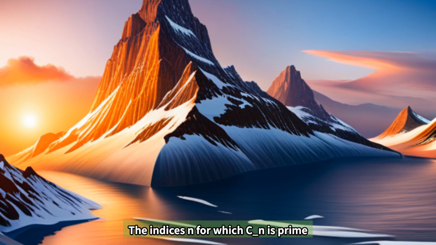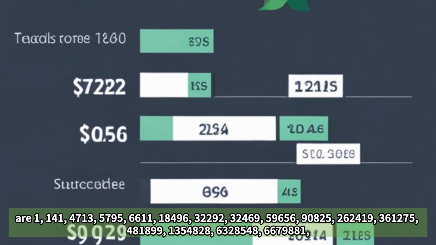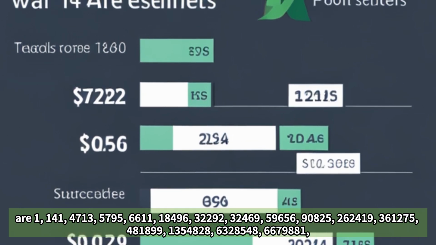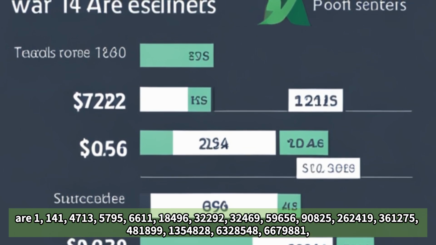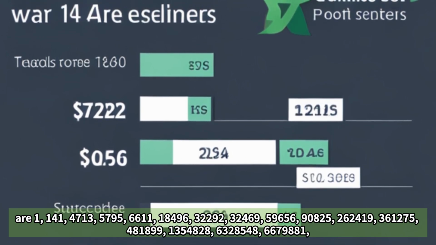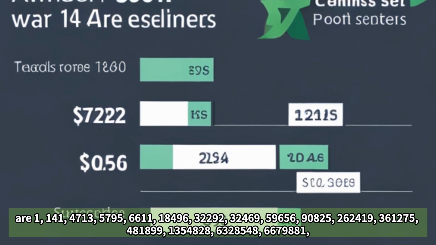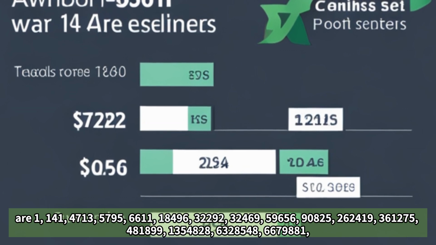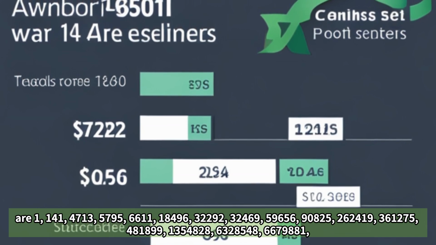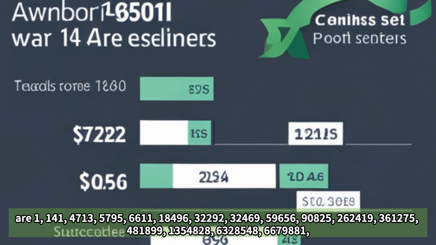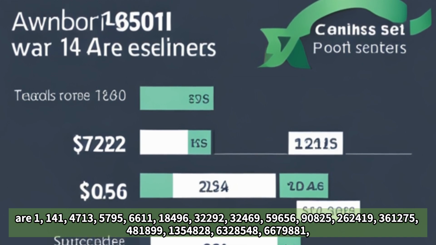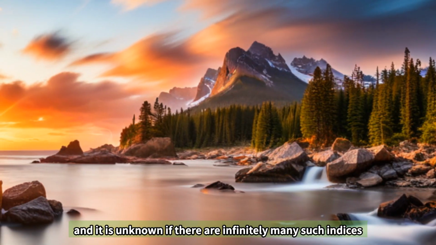The indices n for which Cn is prime are 1, 141, 4713, 5795, 6611, 18496, 32,292, 32,469, 59,656, 90,825, 262,419, 361,275, 481,899, 1,354,828, 6,328,548, 6,679,881. And it is unknown if there are infinitely many such indices.